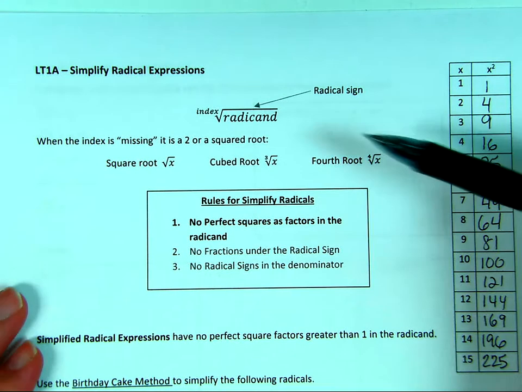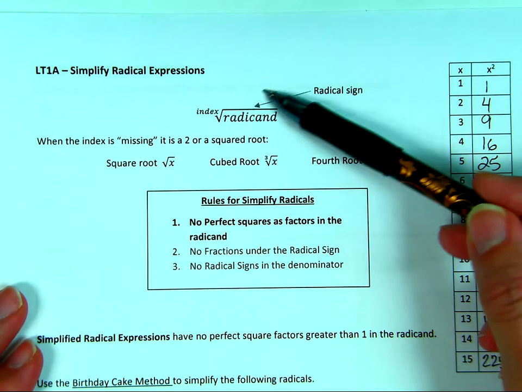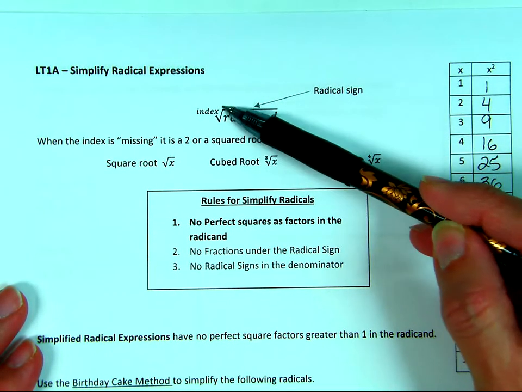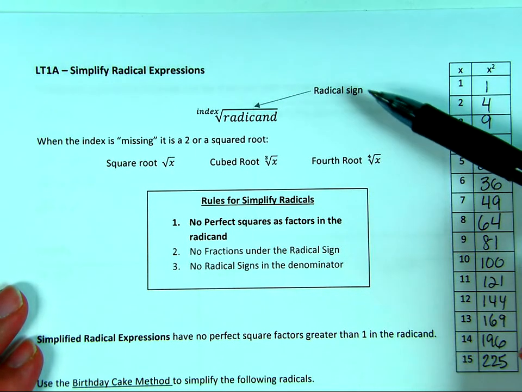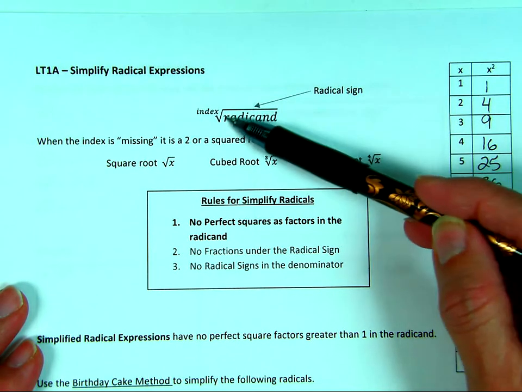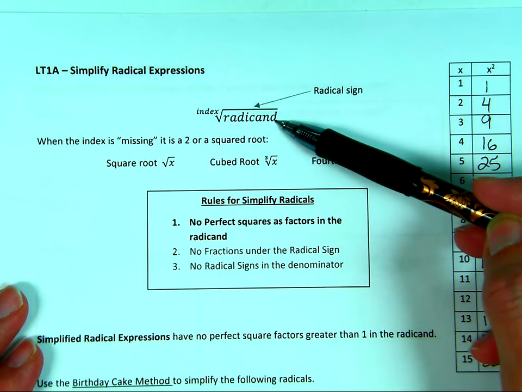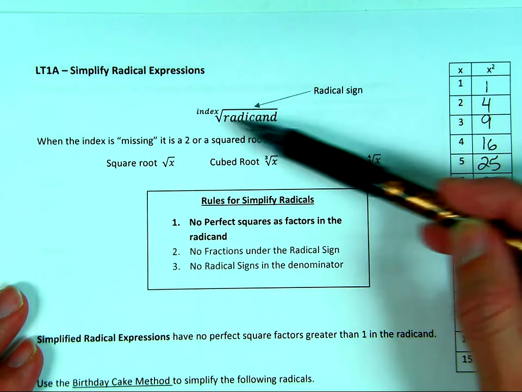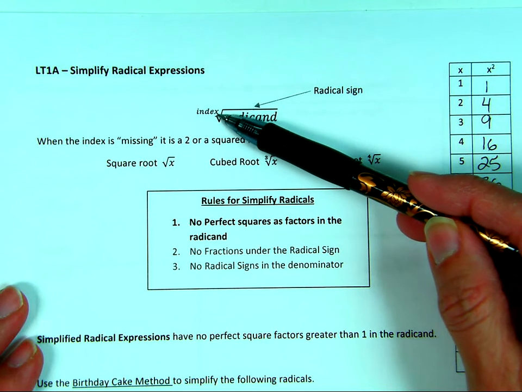So we want to make sure that we understand this terminology, this little thing right here. Sometimes people call it a radical. It's called a radical sign. This little number up here is called an index, and what's inside or underneath the radical sign is called the radicand. Now you won't see an index unless it's different than 2.